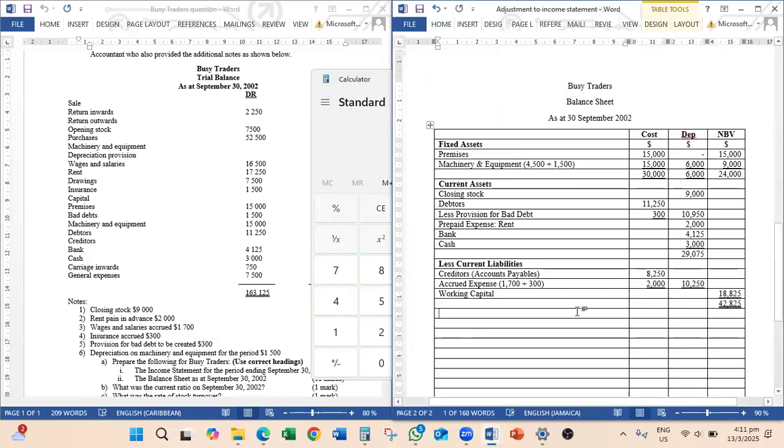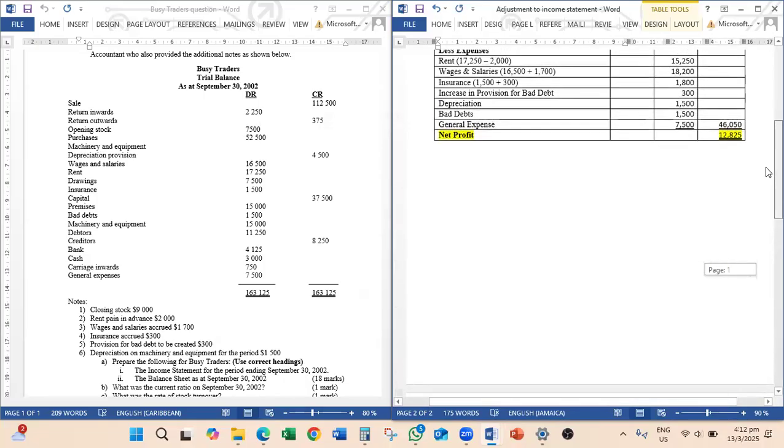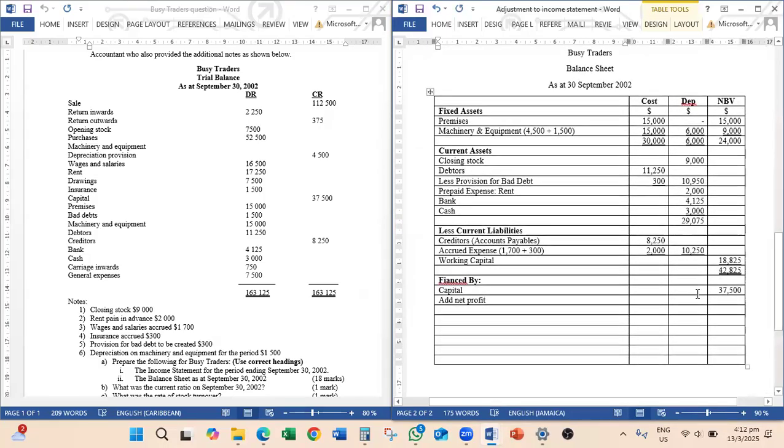All right. Now we move to the next heading, financed by, right? So capital. What is our capital figure according to our trial balance? You see it there, 37,500. We add our net profit. The net profit that we got from the previous one, 12,825.